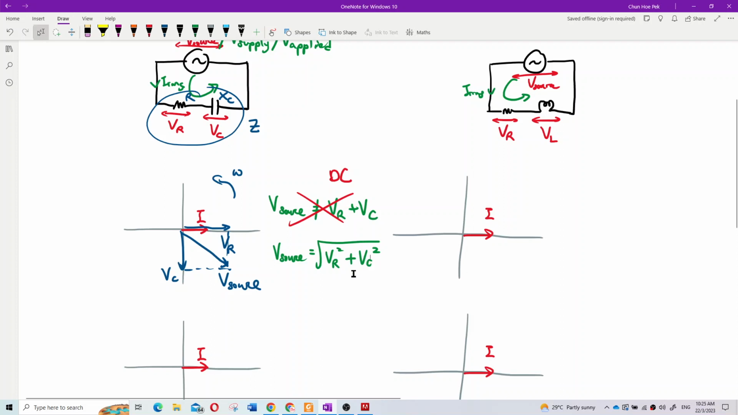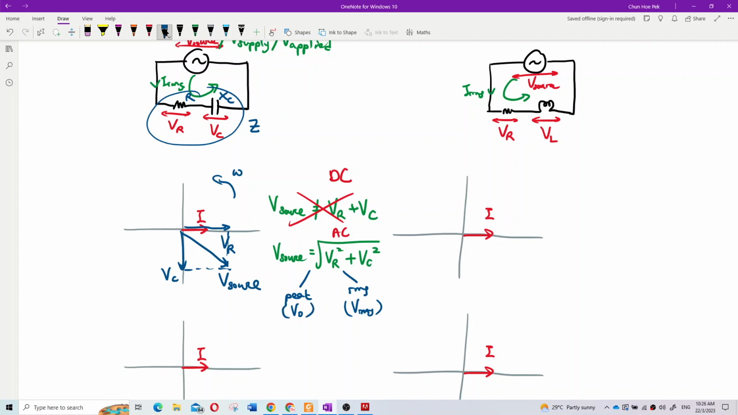Understand, class? If you want to get the value of V source, you must use Pythagoras theorem, not straight away add up. That is for DC. For AC, you need to do this one. And we can also translate this: you can either use the peak value, or the root mean square value. Either you find the V naught or V RMS.